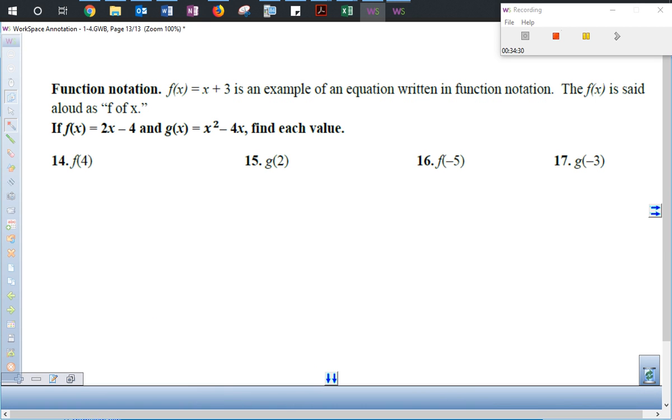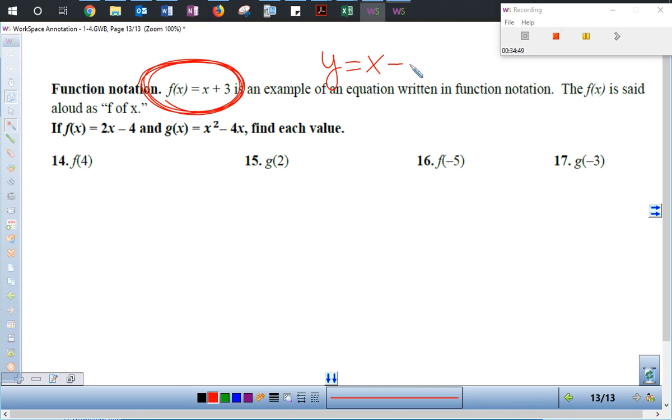Finally, what I want to talk about is 14 through 17. Now, there's a special kind of notation for functions. And this is an equation right here in function notation. Now, we have seen equations before. You guys have worked with them in the past. It's usually like y equals x minus 3 or x plus 7 or something along those lines. This is almost the exact same as that. However, instead of a y value, we have this right here, which we read as f of x.